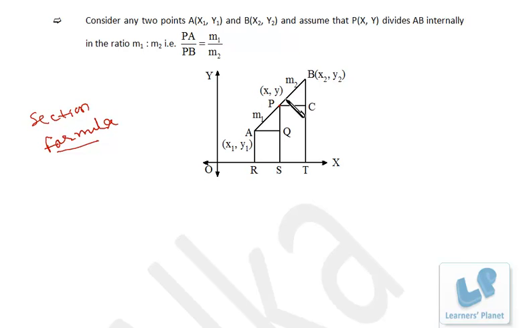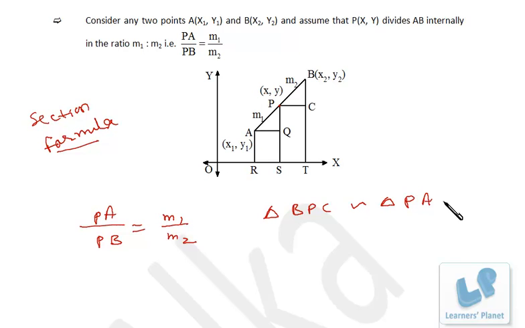Now we have point A and point B. The coordinates of A are x1 and y1, the coordinates of B are x2, y2, and we have to find the coordinates of P, which we assume to be x and y, and we have to find the values of x and y, right? Now the ratio of PA and PB is m1 is to m2. See this triangle PBC and triangle PAQ, both of them are similar. I can write triangle BPC is similar to triangle PAQ, right? This line is parallel to this line, so these two are corresponding angles, they are equal. This is 90 degrees, and so that's the similarity, right? So triangle PAQ is similar to triangle BPC.